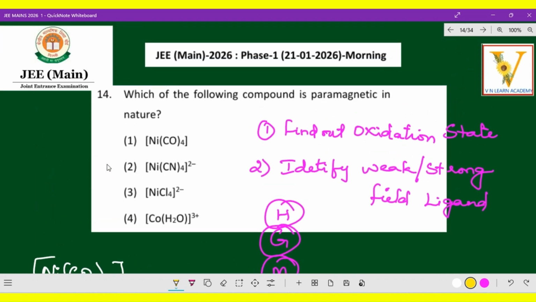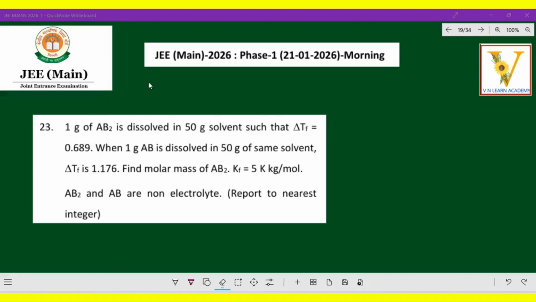Now which is the correct option? Paramagnetic in nature, NiCl4 2 minus. So option 3 is the correct option. Hope you got the clarity. Come on, let us go to the next question.